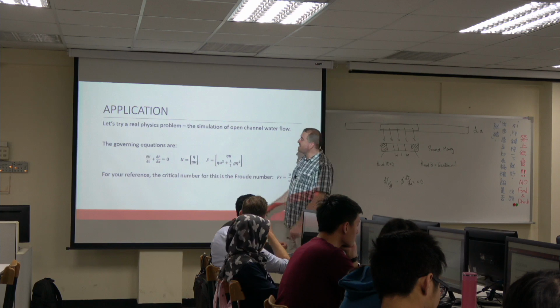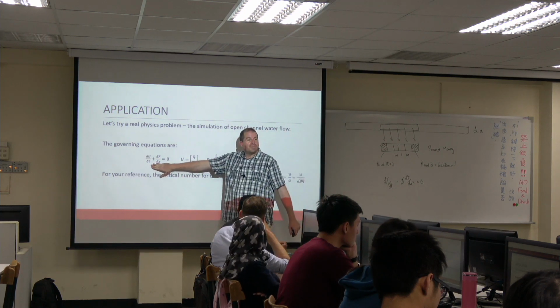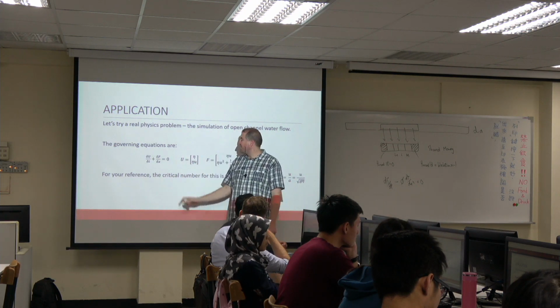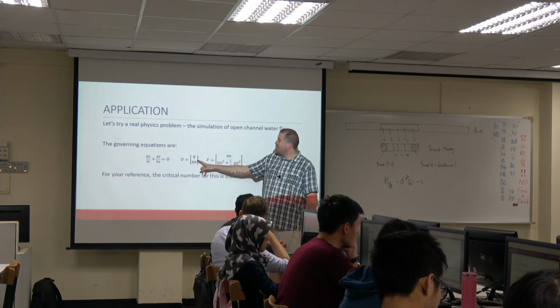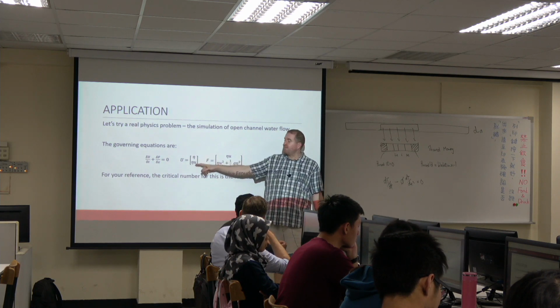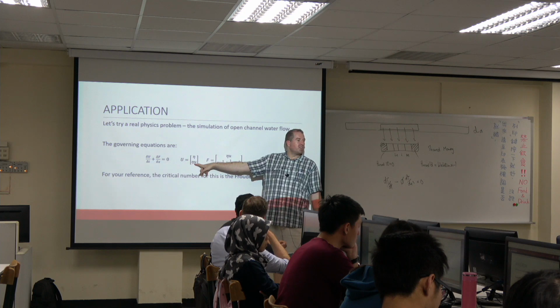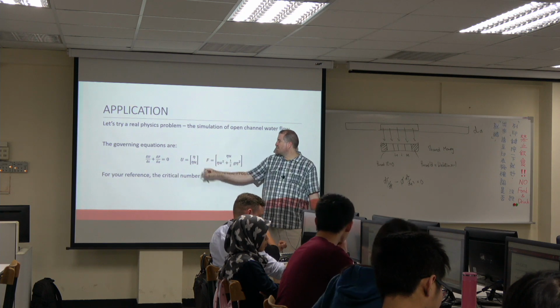So, in this case, standard form. This we've seen before. But U is a vector. This is our water height, the water depth. This here is basically the momentum, where u is the speed. So water depth times the water speed and the water depth.